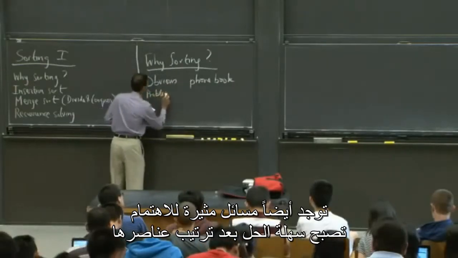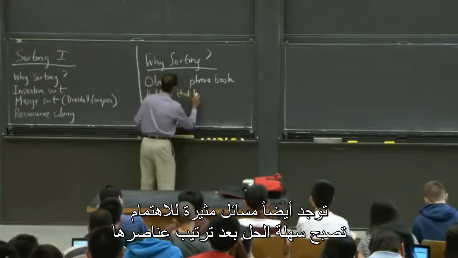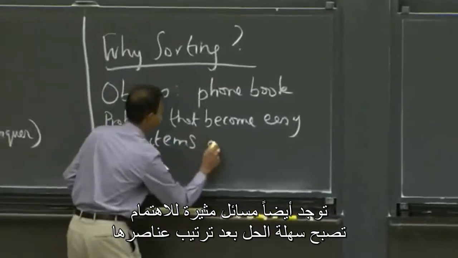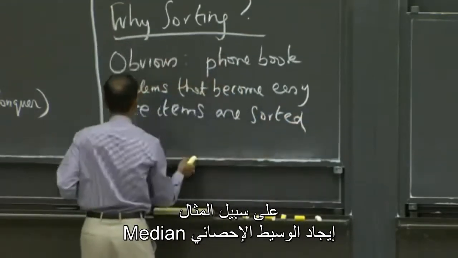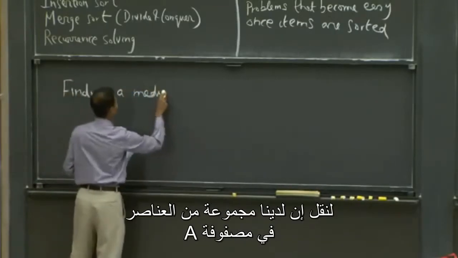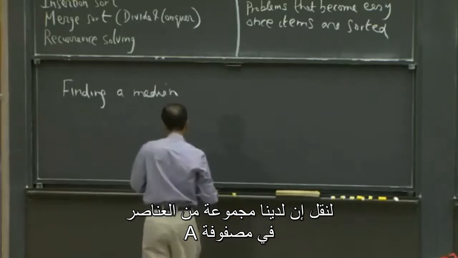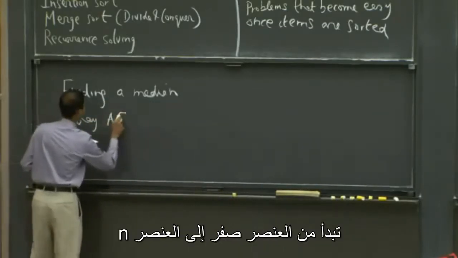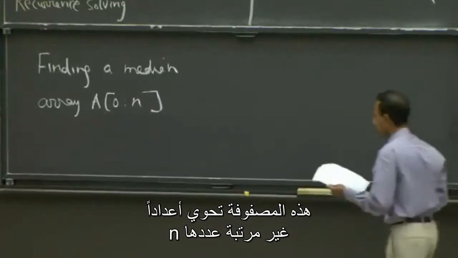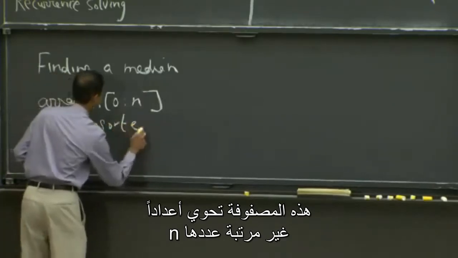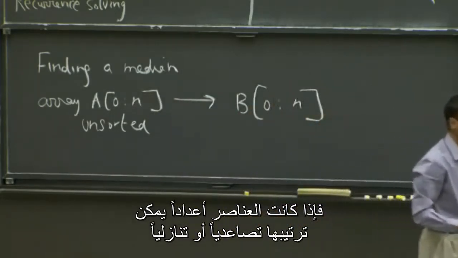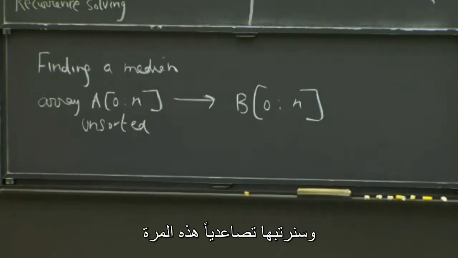There's also some interesting problems that become easy once items are sorted. And one example of that is finding a median, for example. So let's say that you have a bunch of items in an array A[0 through n], and A[0 through n] contains n numbers, and they're not sorted. When you sort, you turn this into B[0 through n], where if it's just numbers, then you may sort them in increasing order or decreasing order. Let's just call it increasing order for now.